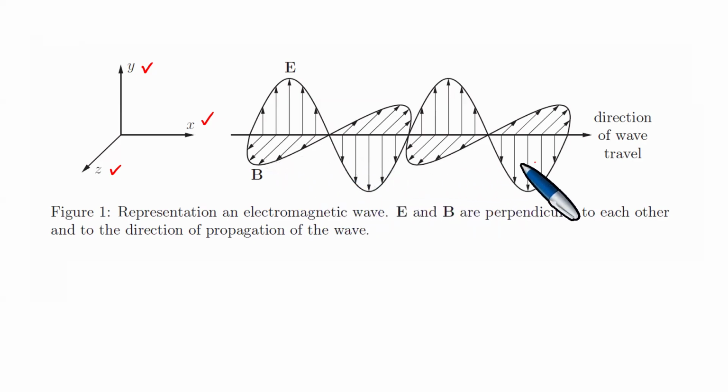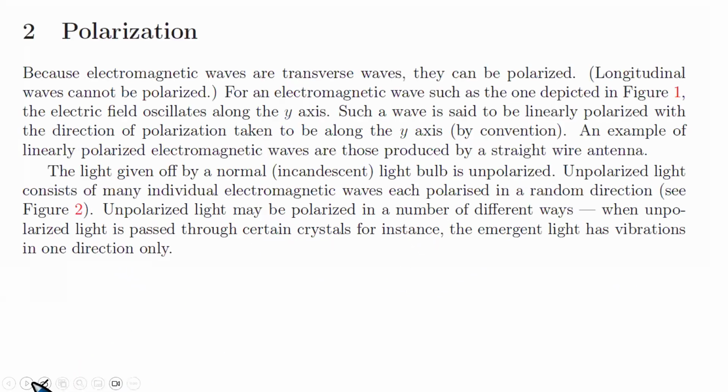And that is with respect to the direction of wave travel. The wave travels, for instance, towards the right, but you can see the electric and the magnetic components are perpendicular to each other. So E and B, where E is electric and B is magnetic, are perpendicular to each other and to the direction of propagation of the wave. This diagram shows that.